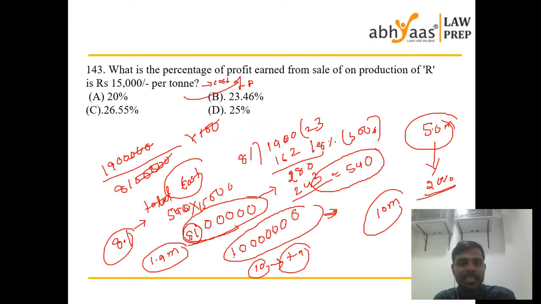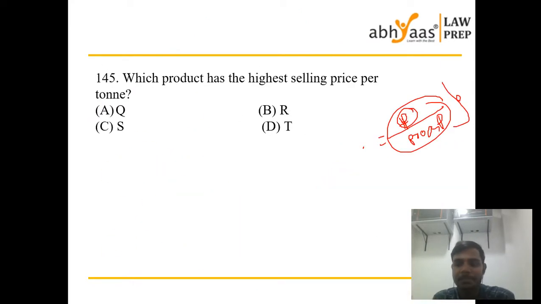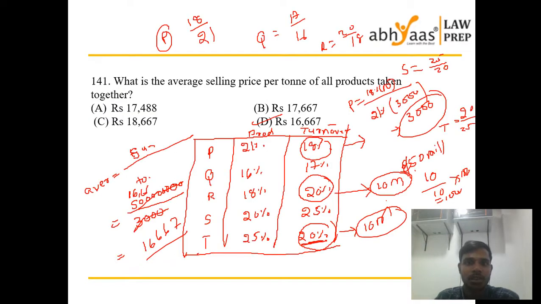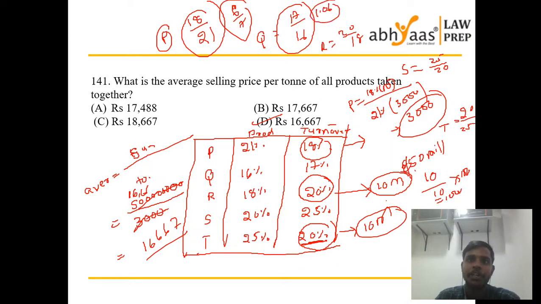The question is for which product the selling price is maximum per ton. So if you compare the values, 18 divided by 21, which is 6 by 7, is less than 1. 17 divided by 16 is approximately 1.06. 20 divided by 18 will be 1.1. If you take S, 25 divided by 20, which is 5 fives are 25, 5 fours are 20, which is 1.25.